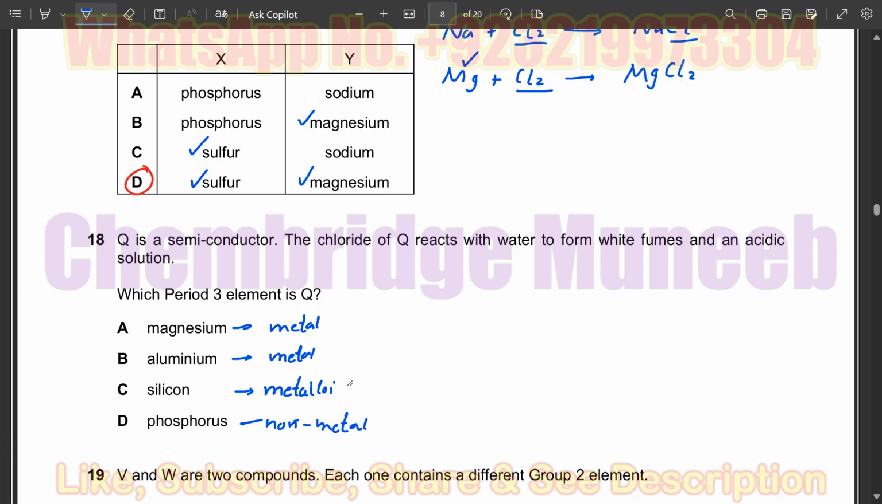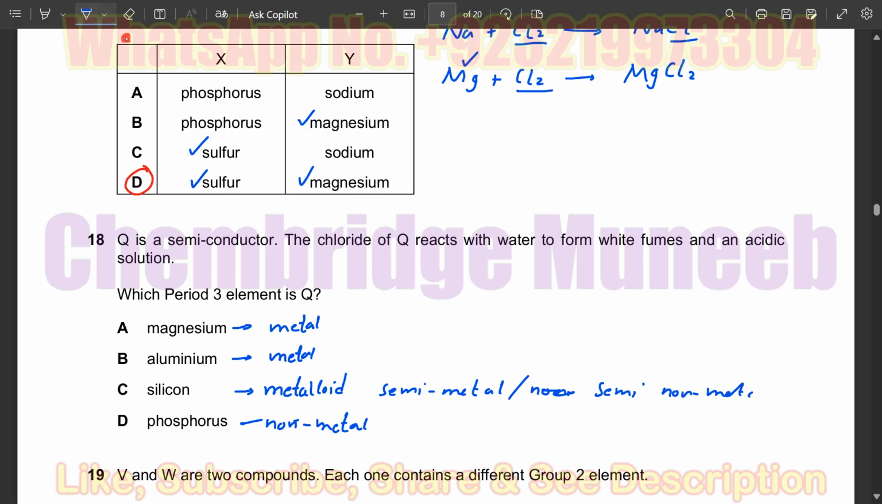It is called a metalloid. Metalloid means semi-metal or semi non-metal. So it is the element which is present here. So silicon is the right answer.